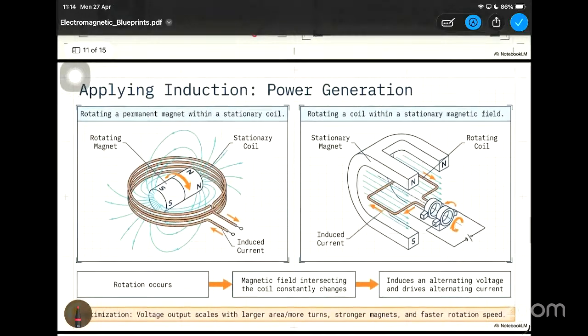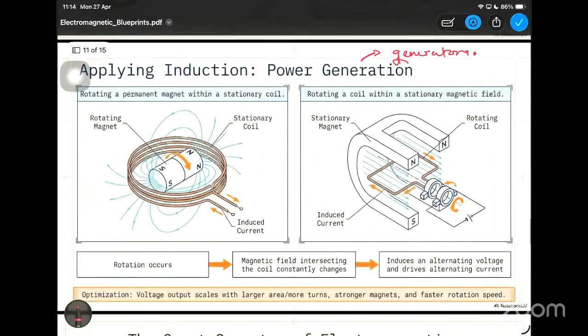Then when it comes to applying this magnetic induction, voltage induction, we can generate power. For this, we are using generators, not the transformers. Transformers are another thing, right? So in this case, you can see there are actually two approaches. One is we can rotate a magnet, or in the other case, we can rotate a soft iron core or something like that, right? So depending on the application, it will change.